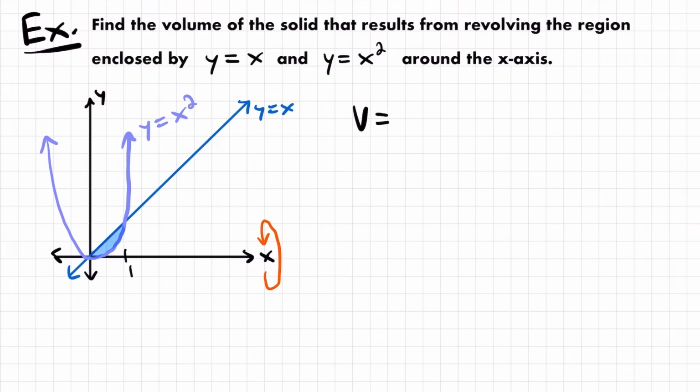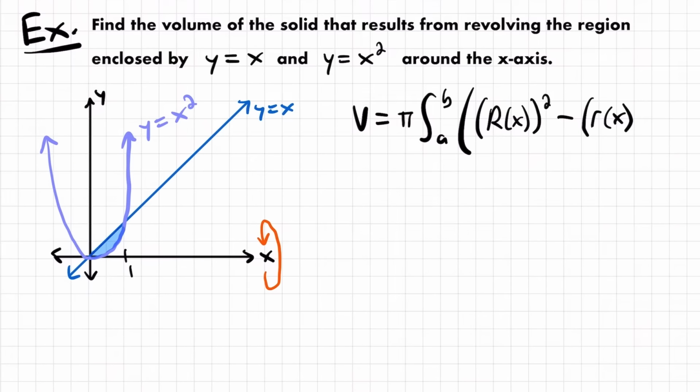We have that the volume is equal to pi times a definite integral from a to b of the outer radius, capital R of x, squared minus the inner radius, small r of x, squared times dx. Okay, and so now we need to determine which of our functions is the outer radius and which of them is the inner radius. And so in order to determine which is which, you first need to identify what you are revolving around, right? We're revolving around the x-axis.